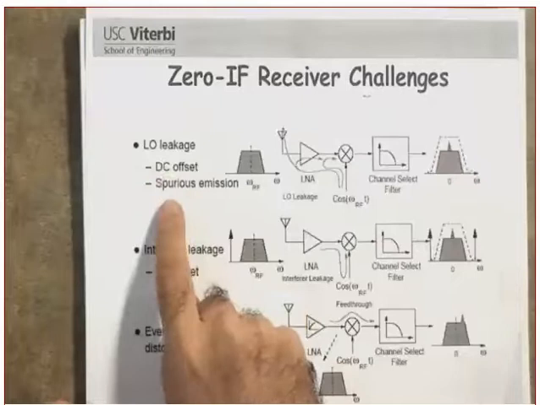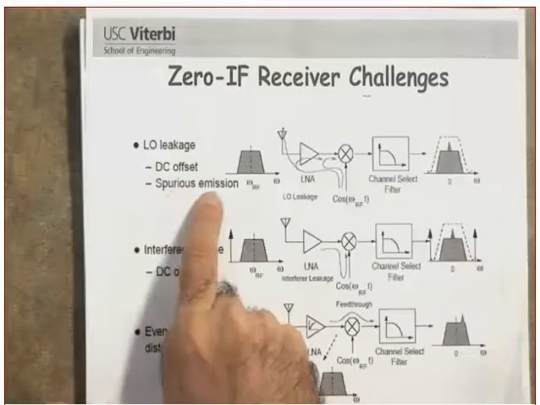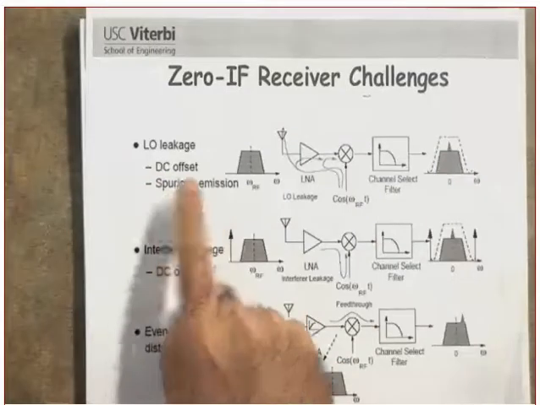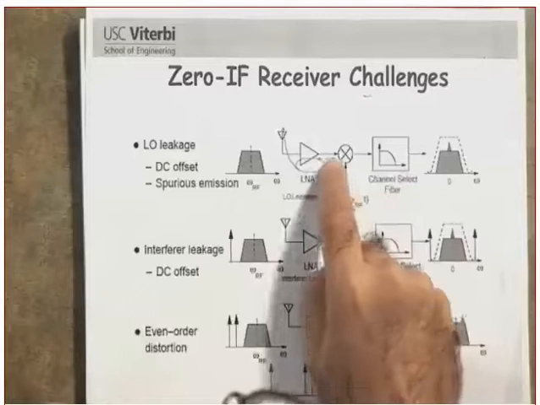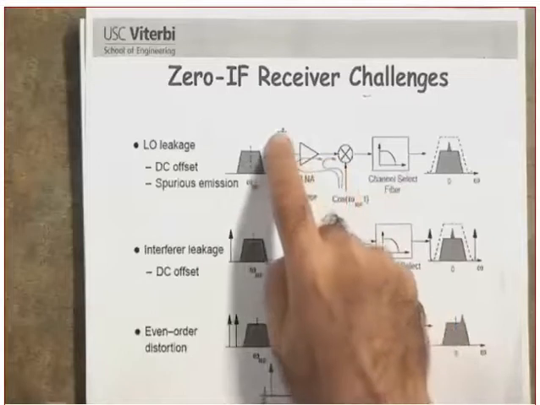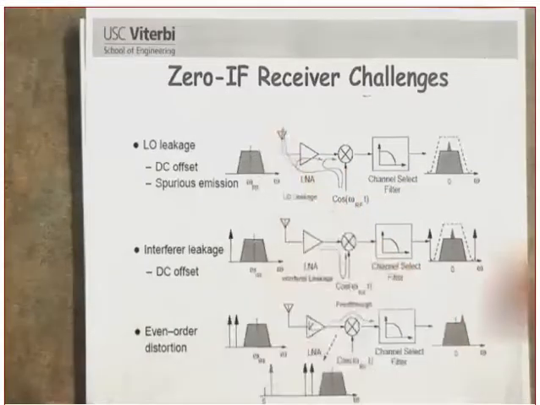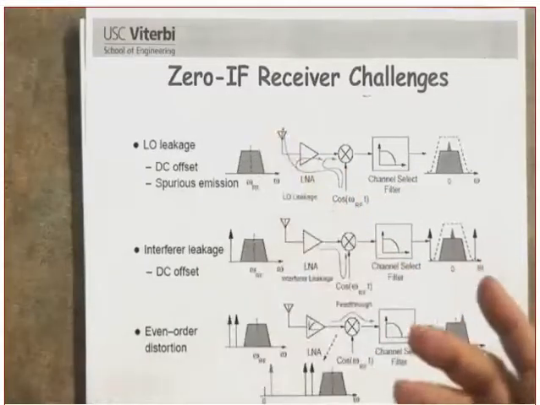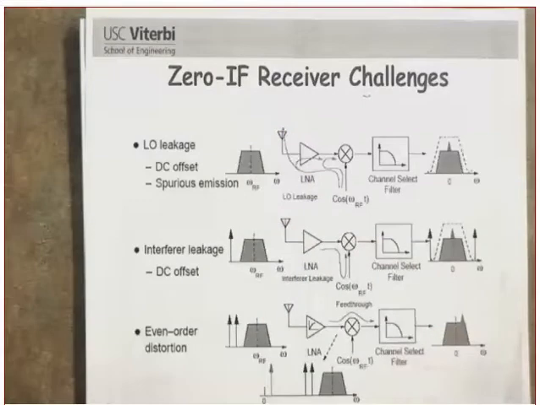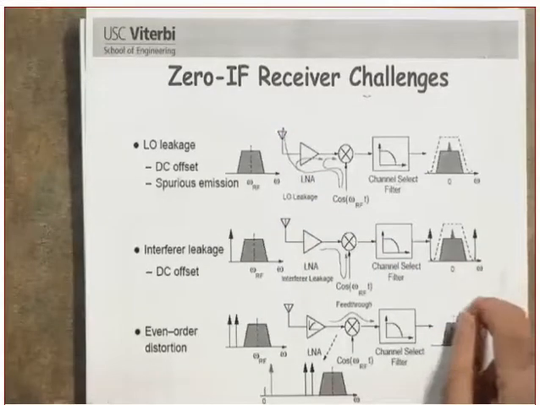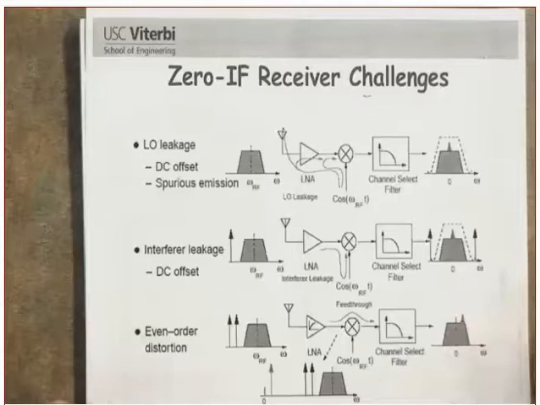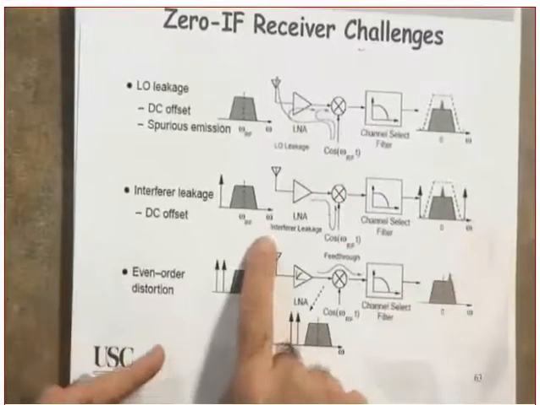Okay. Can you explain to me the spurious emission? What is spurious emission? Spurious emission is that the local oscillator will leak all the way to the antenna and radiate that signal. Are you following or not? To other channels, this will be an unwanted channel. That's a spurious emission. Clear? No response. Clear?